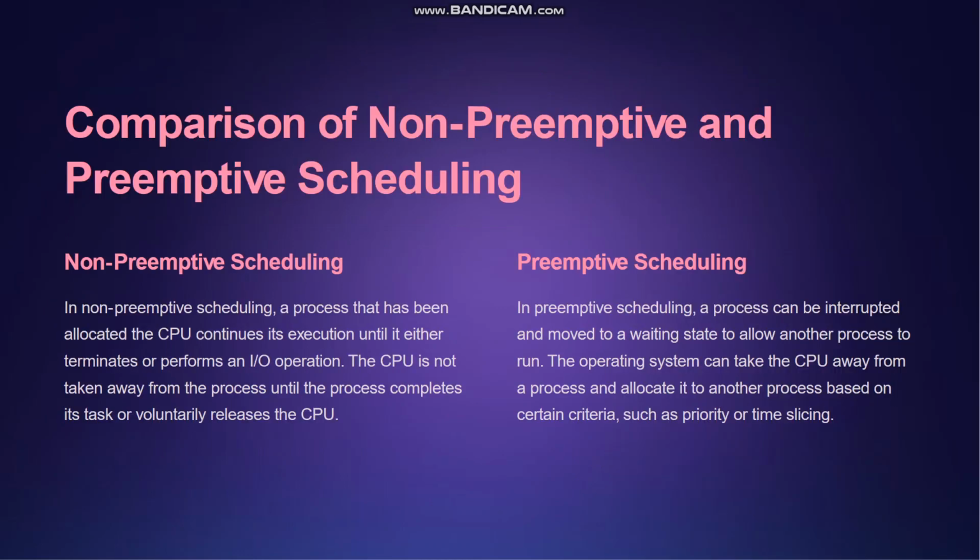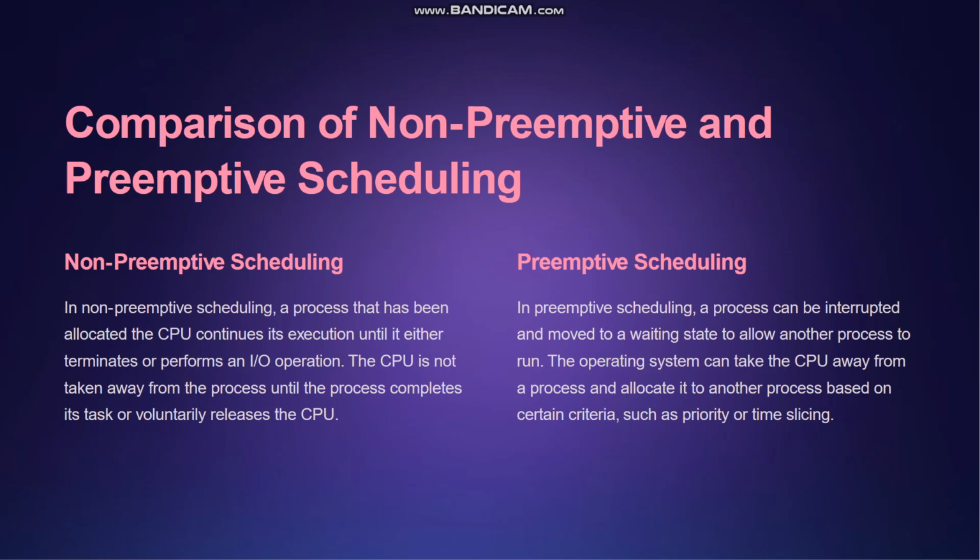Comparison of non-preemptive and preemptive scheduling. Non-preemptive scheduling. In non-preemptive scheduling, a process that has been allocated the CPU continues its execution until it either terminates or performs an I/O operation. The CPU is not taken away from the process until the process completes its task or voluntarily releases the CPU.